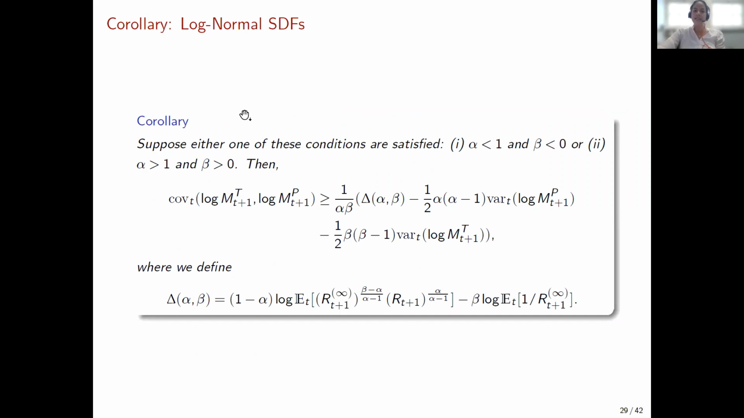Again, we can calculate the corollary. So if we assume that we have two log stochastic discount factors, we can again bound the covariance between the transitory and the permanent component. I will show you, if I have time, why the covariance between the transitory and permanent component is an interesting object that you should care about.